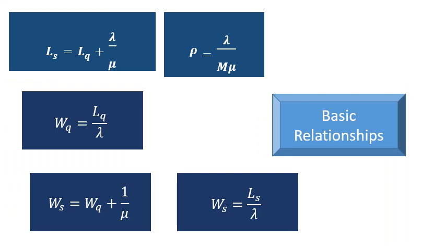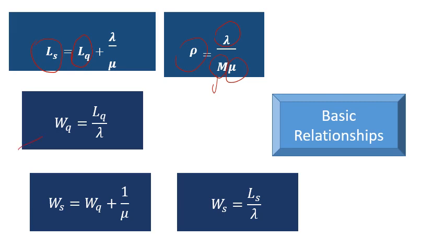Now, these are the basic relationships, and they are very important whether it's multi-server or single server. It doesn't matter. These are relationships between the different variables. First, the relationship between LS, the number of people in the system, and the number of people in the waiting line. Here is server utilization, which is lambda over M, the number of servers, times mu. Server utilization is very important, and it's called rho.